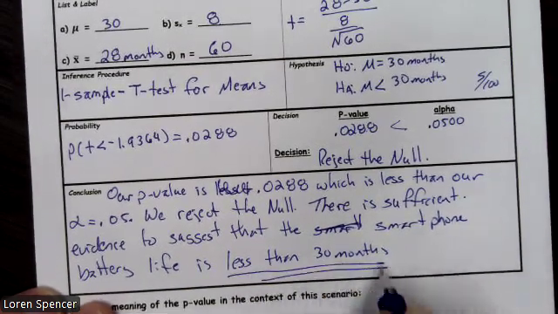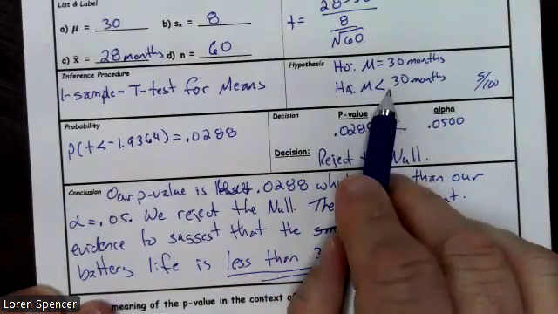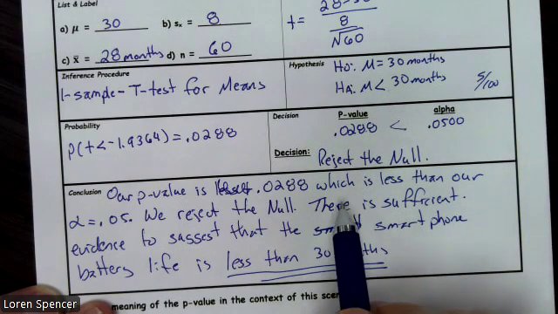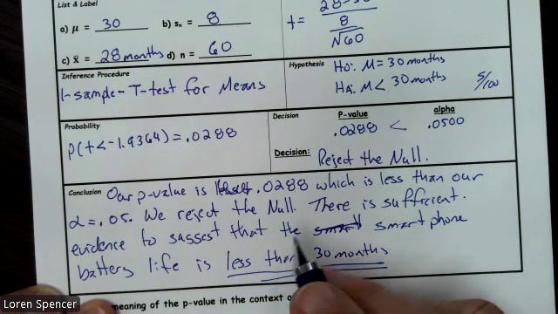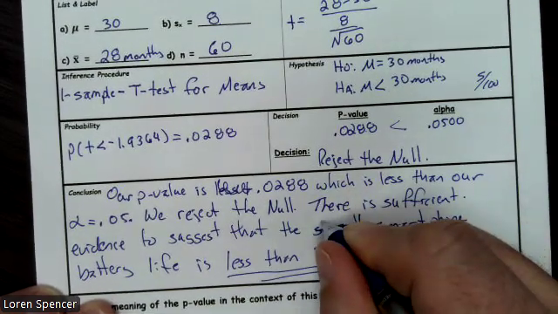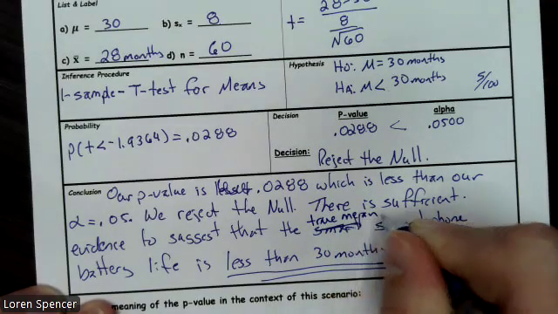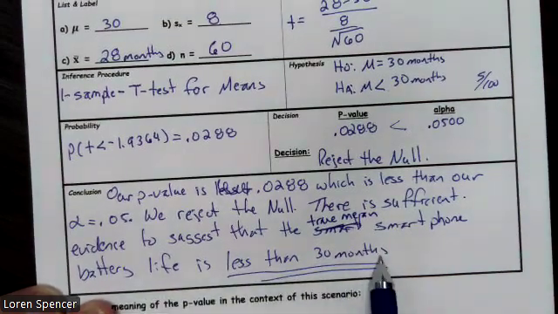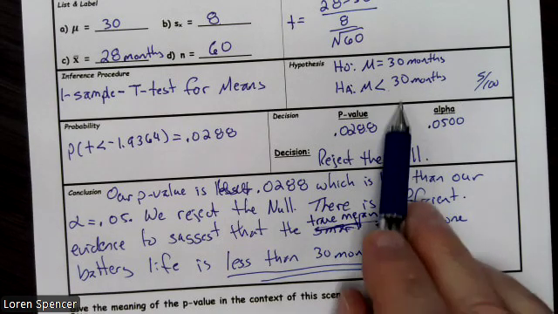Okay, please remember, all we are doing is restating the alternative. That suggests that the true mean smartphone battery life is less than 30 months. Real important to have that true mean in there, right? Because we're talking about the true mean or the true population mean. And this less than 30 months comes from the alternative.